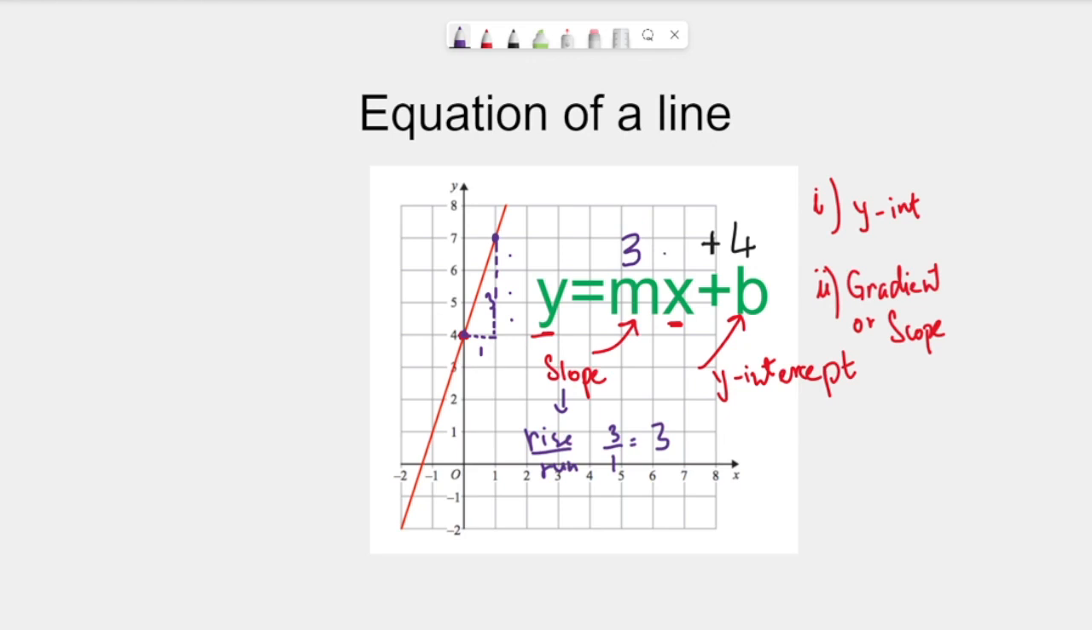Now with the 3 I will write x as it is, plus 4 is our y-intercept. y equals 3x plus 4 is the equation of this line. This is how we find the equation of the line. Let's do some more examples where we will see some lines with no y-intercept, and some lines with negative gradient or slope. Okay, let's move on.